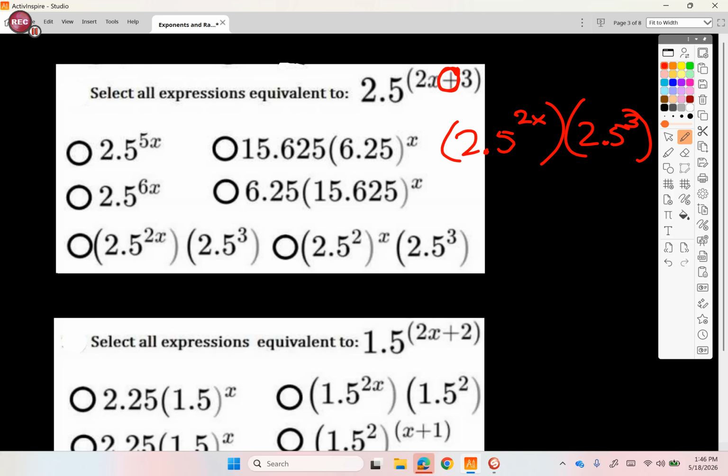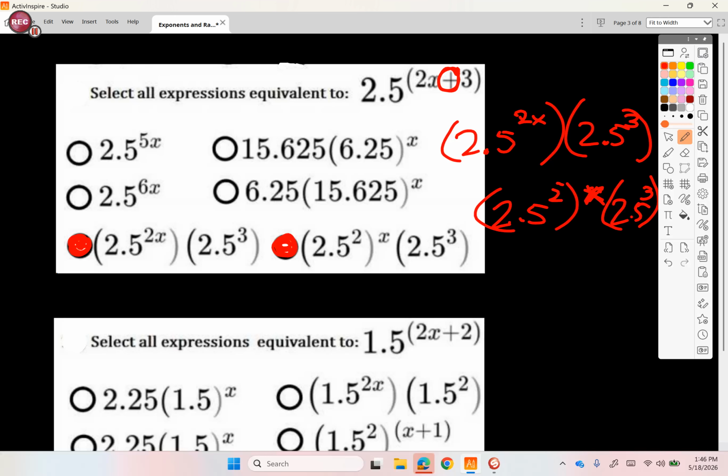So already we can select this answer right here, which matches our work, and this answer right here, because that 2 can be included inside, and the x could touch on the outside, because it's equivalent. 2 times x is still 2x anyways. So it's the same thing. So we selected those two answers. Now we just have to simplify the exponent portion of it.